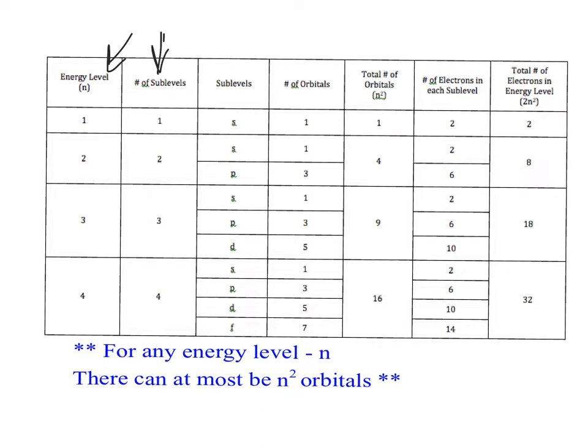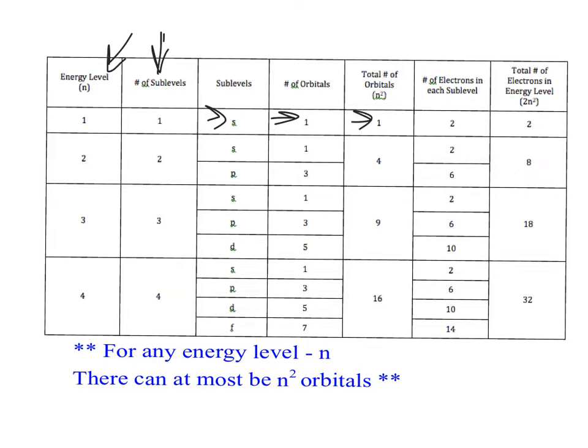For energy level 1, there is 1 sublevel. You have to start with S, so the only sublevel on energy level 1 is S. And we just learned based on the shapes that it has exactly 1 orbital. Since the only sublevel it has is S, and it only has 1 orbital, we know that in all of energy level 1, there is a single orbital.